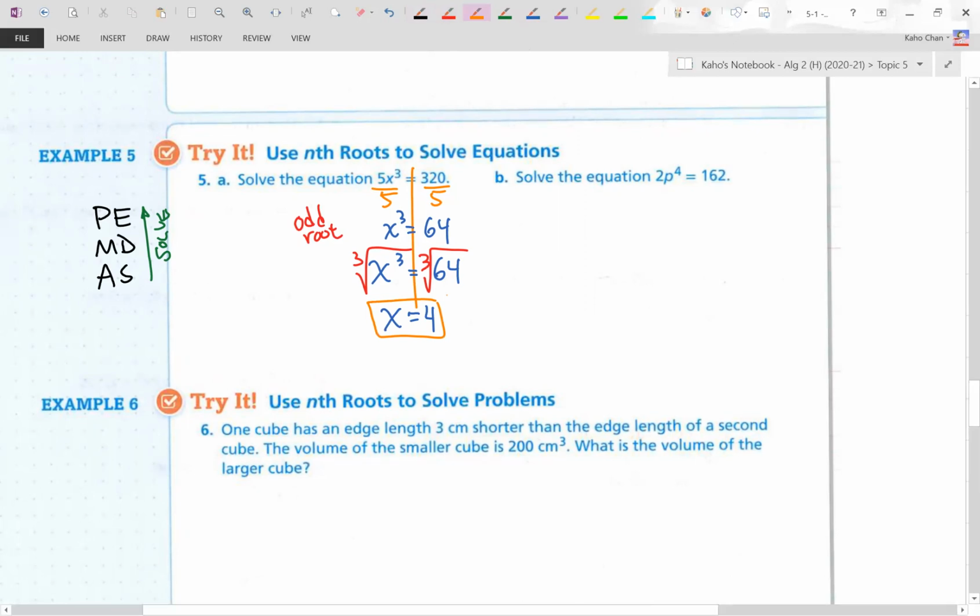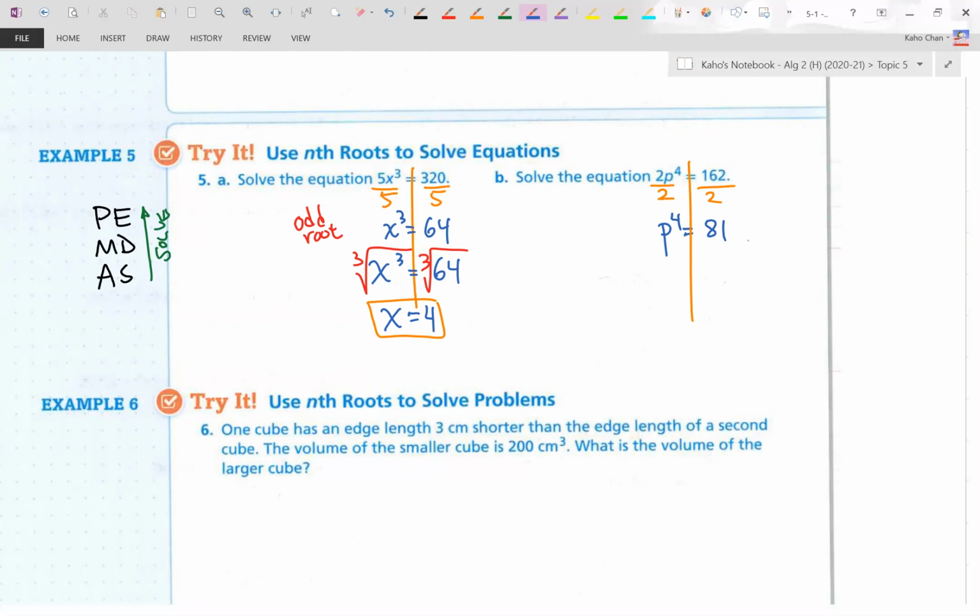All right. Let's try number 5b next. Let's go ahead and divide by 2 to both sides. P to the 4th equals 81. Aha. Technically, you can move the 81 over and try to factor it, blah, blah, blah. You'll get the same answer if you just go ahead and do the opposite of 4th power. Because right now we're doing nth roots. This is the technique for these 2 problems.